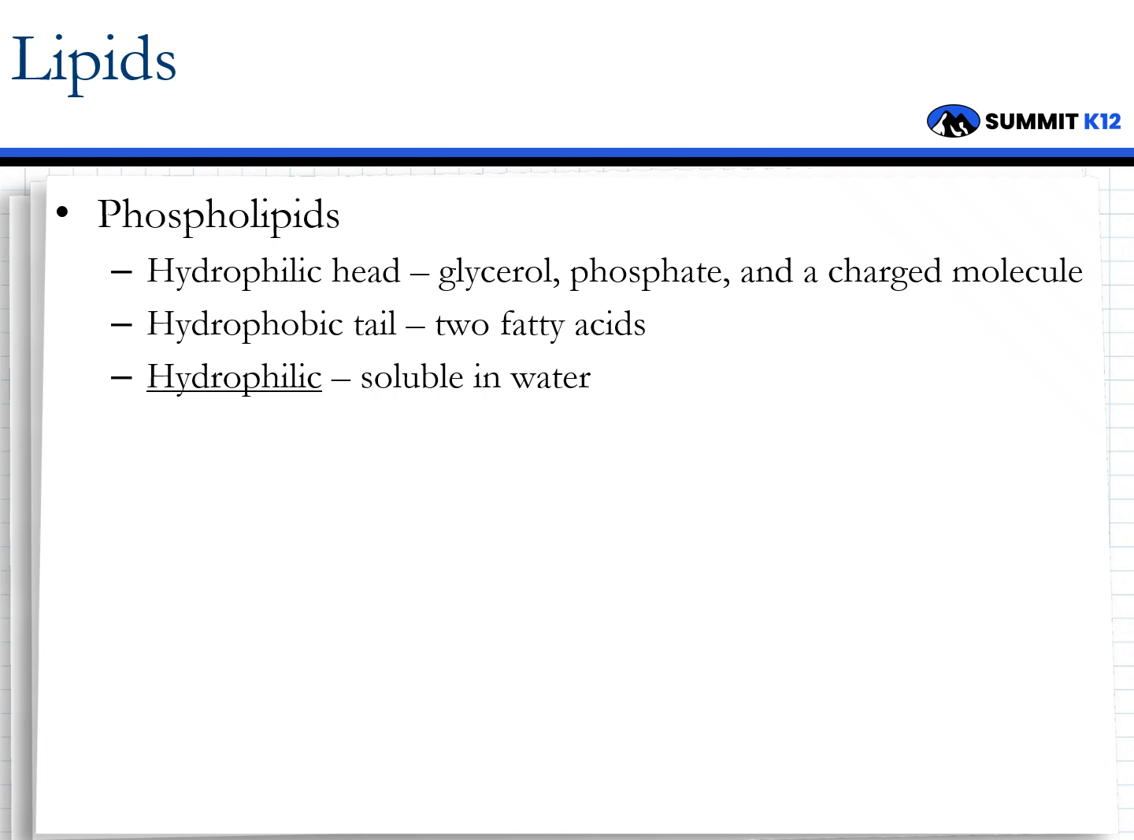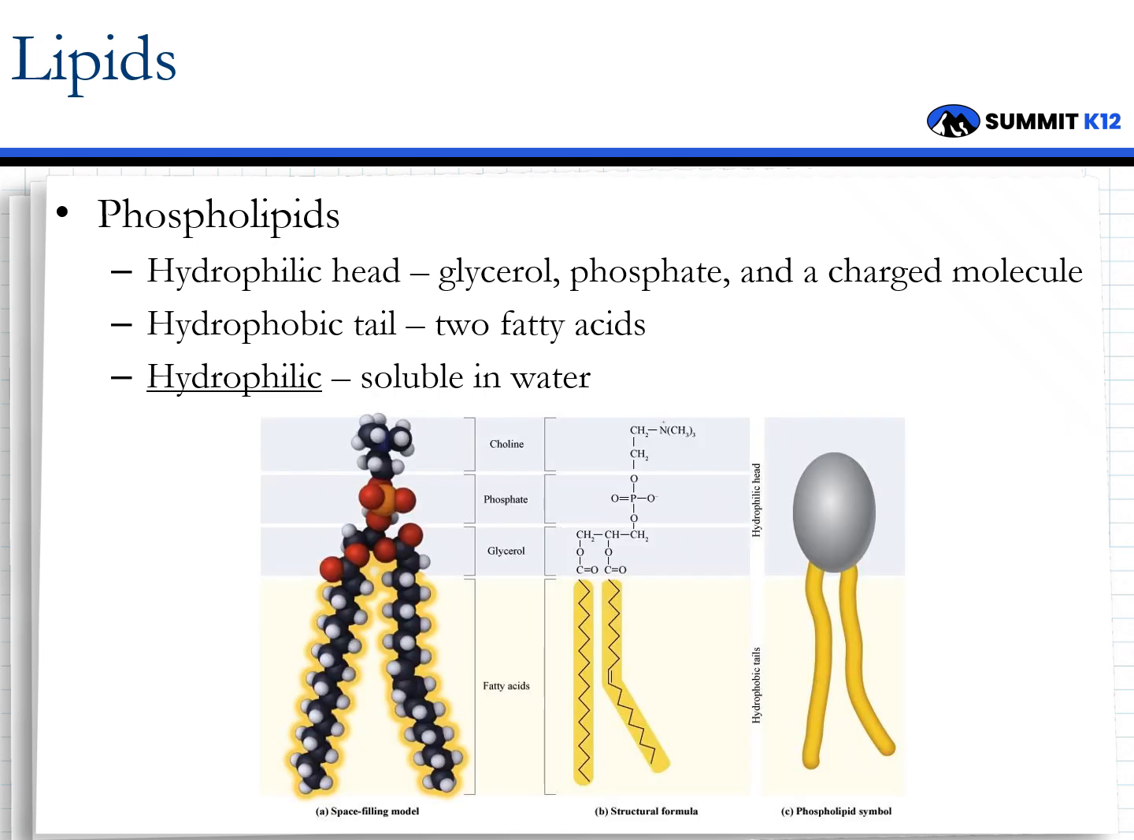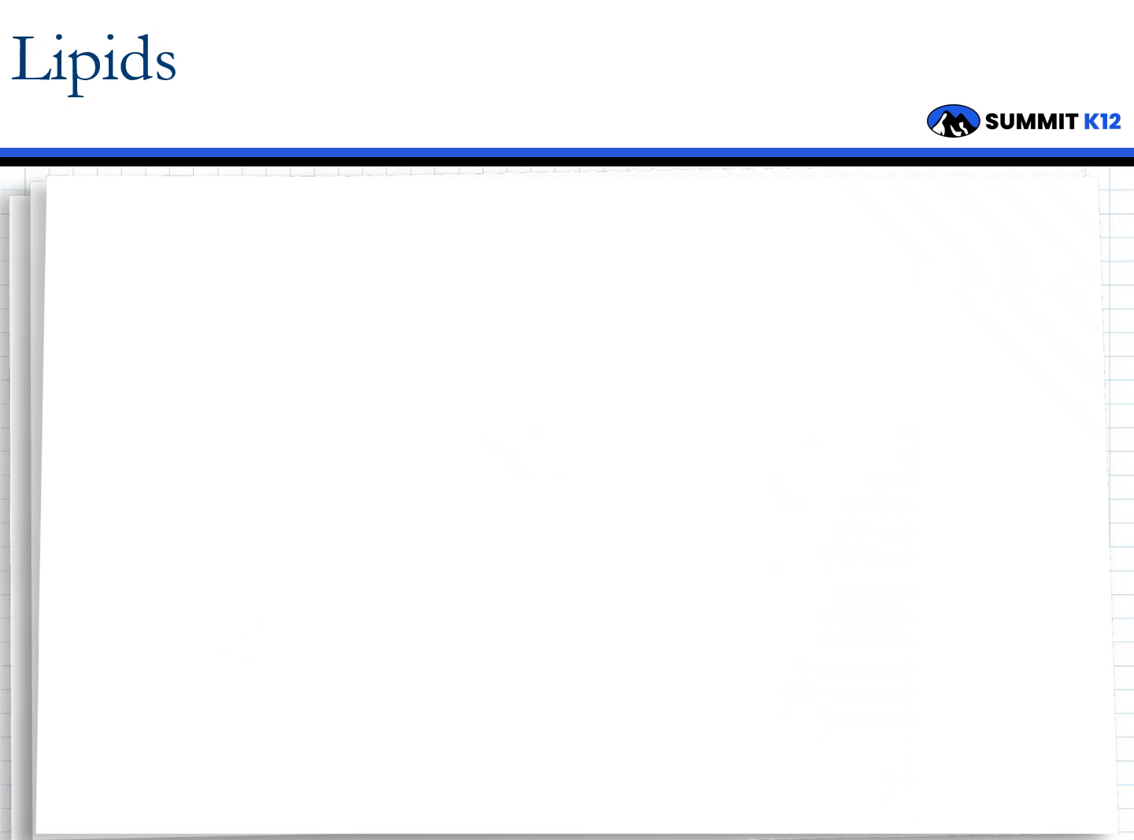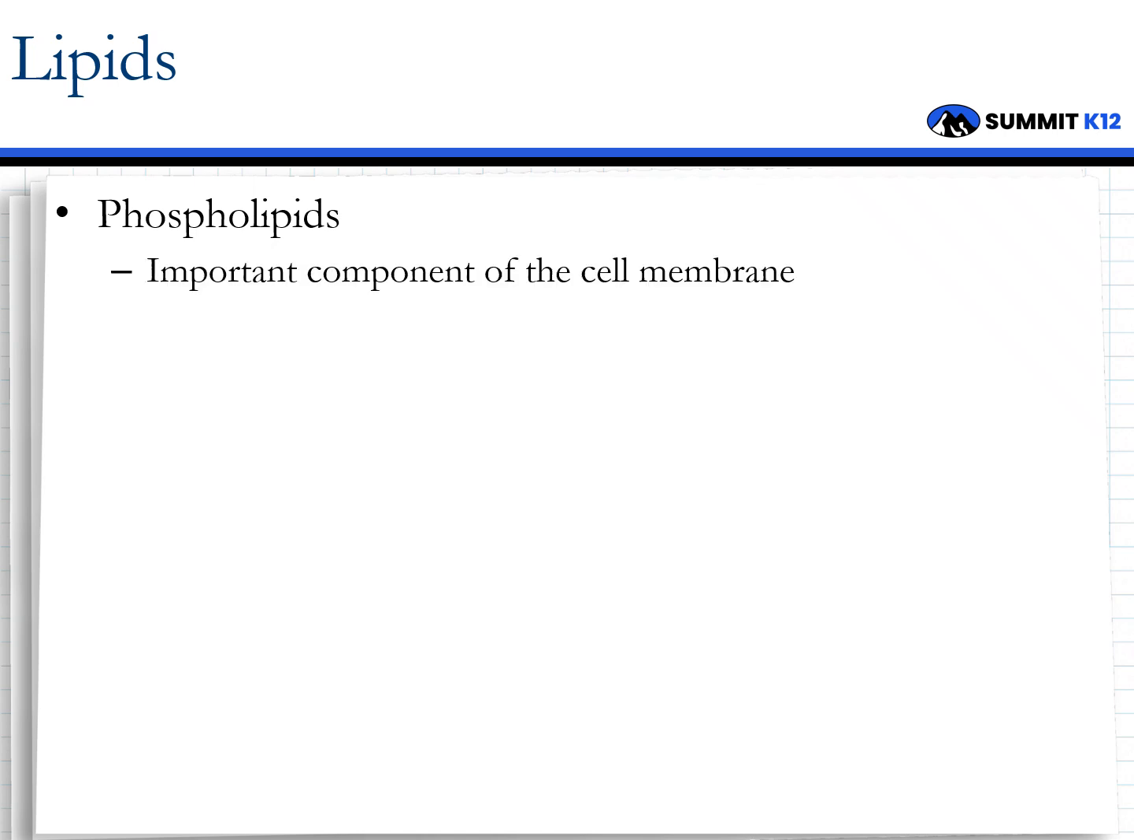So hydrophilic means soluble in water or likes water. And we can see it here, right? So we have our hydrophilic head, and then we have our hydrophobic tail. And each of our hydrophobic tails has 1 saturated fatty acid and 1 unsaturated fatty acid. And this is really important when we talk about cell structure later on. I just want to point that out to you now. And then, right, so they're an important component of cell membranes.